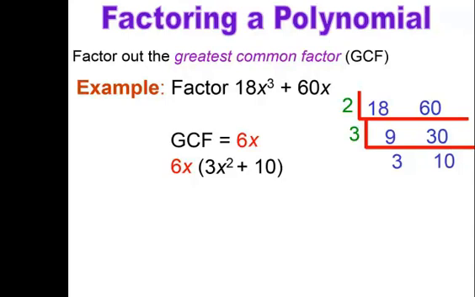So if you were to re-multiply this, you should get what you started with, which is that 18x to the third plus 60x. You could always double check to see if you factored it correctly by re-multiplying to see if you get what you started with. For factoring out the greatest common factor, your answer would look like this. You're not just simply writing what the GCF is. You're going to see the GCF on the outside of parentheses, and inside you're going to have what's left after you divide it out of each term.